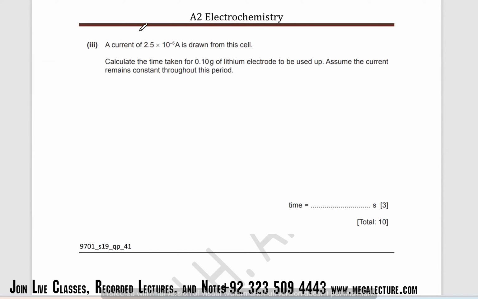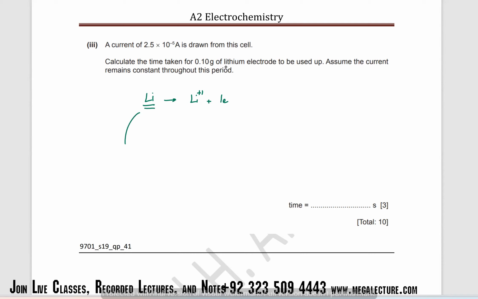Now the next one. A current of 2.5 times 10 to the minus 5 ampere is drawn from the cell. Calculate the time taken for 0.1 gram of lithium electrode to be used up. Assume that the current remains constant throughout this period. Lithium was losing electrons, turning into lithium +1 plus 1 electron. So the lithium electrode is 0.1 gram.